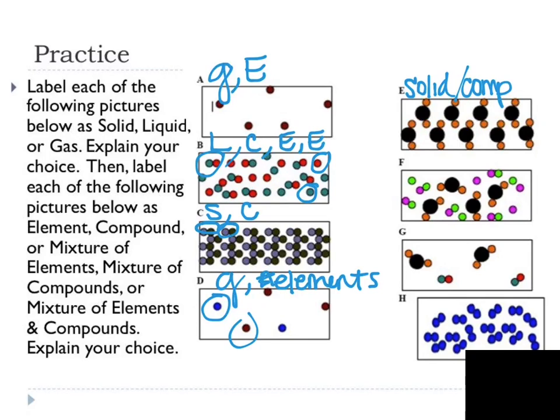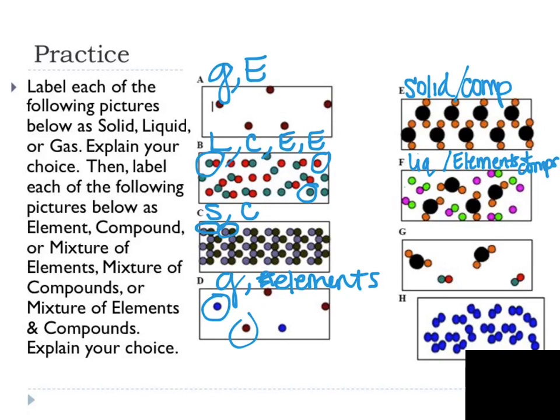What about F? It's a liquid. And we can say it's a mixture of elements and compounds, so it has both in there. How would you classify that, as heterogeneous or homogeneous? Do you see a nice line of demarcation where you can put a line right through them? No. So we would call this homogeneous. Okay?